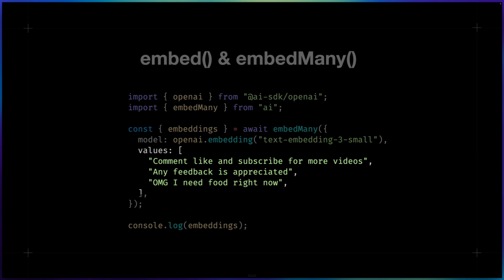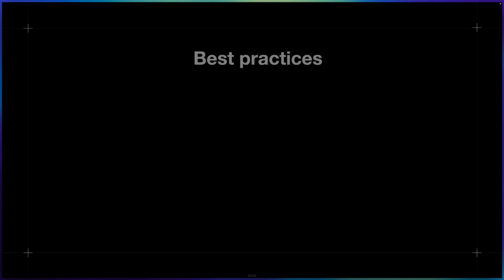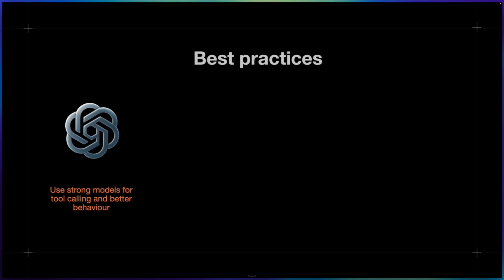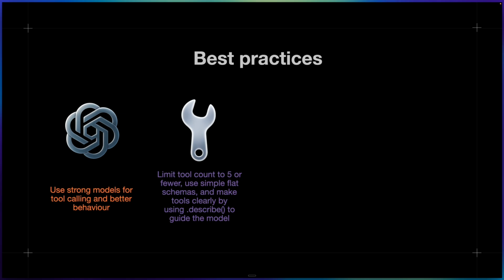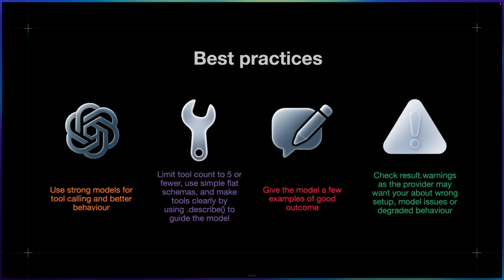To get the best result with the AI SDK, here are a few best practices. First, use strong models for better tool calling and behavior. Make sure you keep the tool count low, ideally 5 or fewer. Use simple, flat schemas and describe tools clearly using the describe function. Make sure you give the models a few examples of what good output looks like. And lastly, check the results.warnings, as providers may flag issues with your setup or models that could affect your quality.